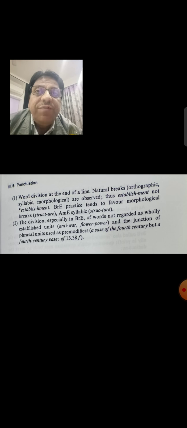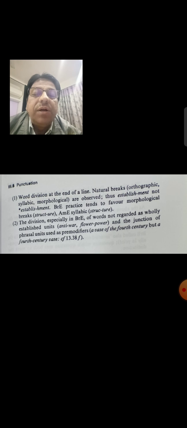The hyphen is also used in words which are not regarded as wholly established, especially in British English, for instance, anti-war or flower power. And the junction of phrasal units as pre-modifiers. Now we can use a wall of 4th century, but when we use these words to pre-modify the noun wall, then we place a dash between 4th and century, so it becomes a 4th-century wall. So these are the two functions of hyphen.